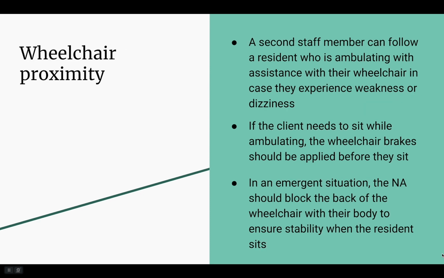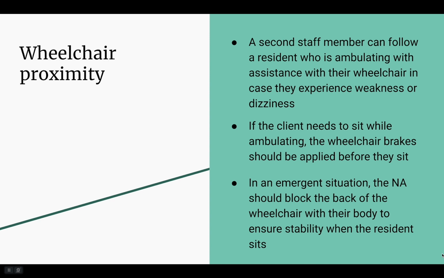A second staff member can follow a resident who is ambulating with assistance with their wheelchair in case they experience weakness or dizziness. If the client needs to sit while ambulating, the wheelchair brakes should be applied before they sit, or in an emergent situation, the NA should block the back of the wheelchair with their body to ensure stability when the resident sits.